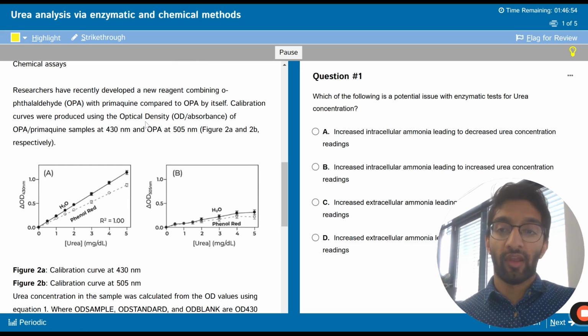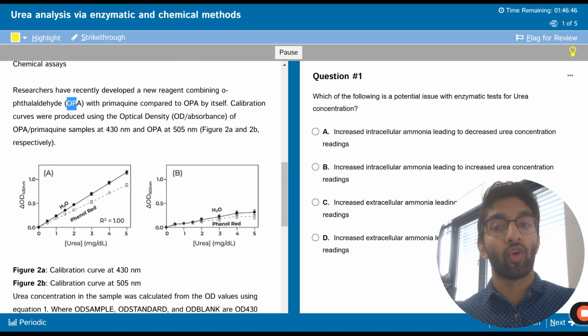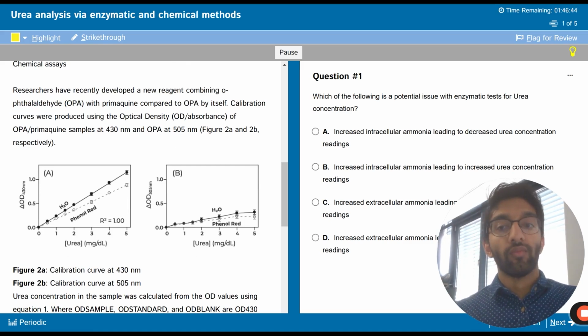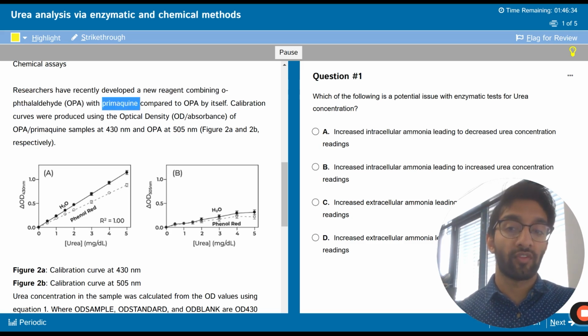So in this paragraph, we see that researchers have developed a new reagent combining OPA. Notice that I don't really care about the name. It's better to just go with the acronyms when they give it to you. So this is the chemical assay. They combine OPA with primaquine, and they compared it to OPA by itself. So this was the new reagent, OPA with this other thing called primaquine, rather than what OPA normally does.